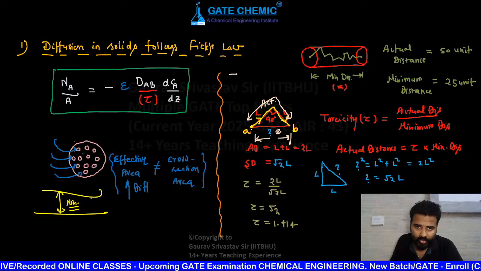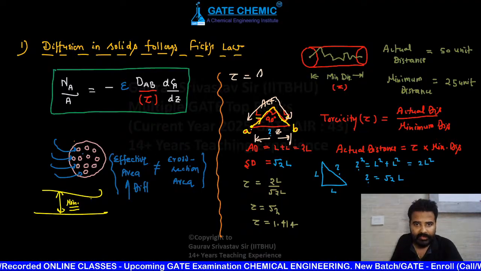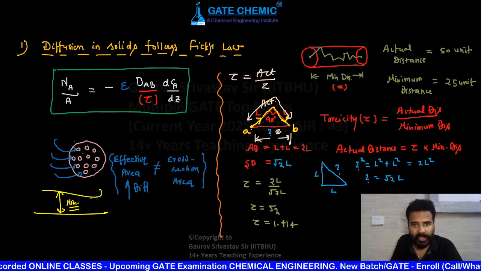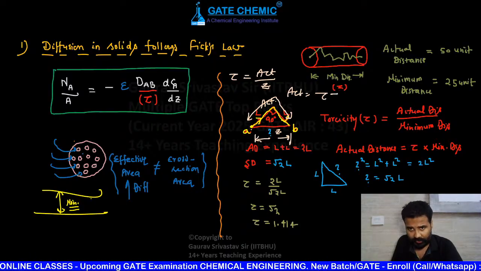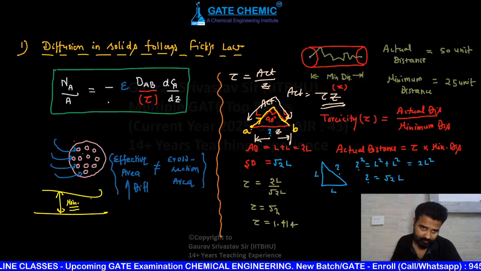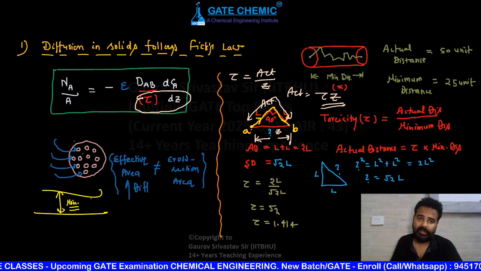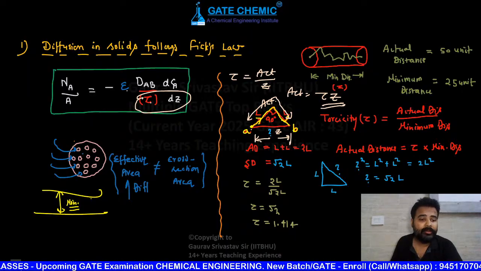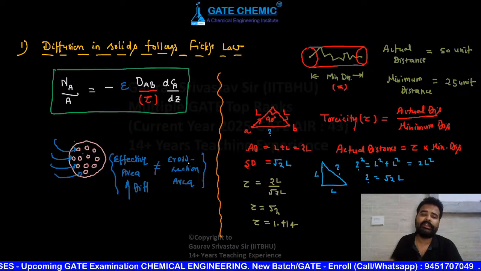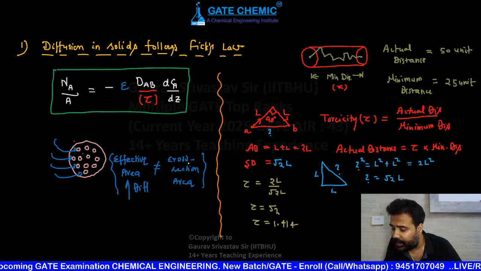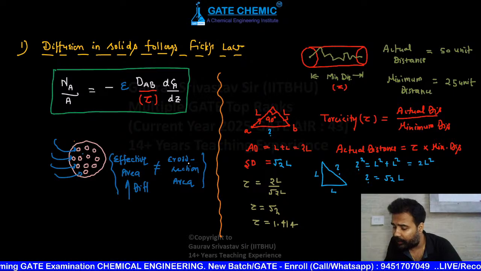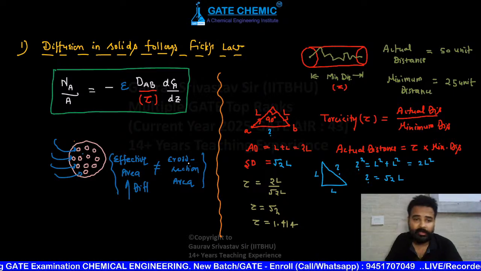So if I write tau as actual upon minimum, then the actual can be written as tau into minimum. See, same thing here, beta. So tau and epsilon, two extra terms will be there. I don't think it is difficult for you, beta. Okay. Is it clear to all of you, beta? Don't worry beta, tortuosity is clear.